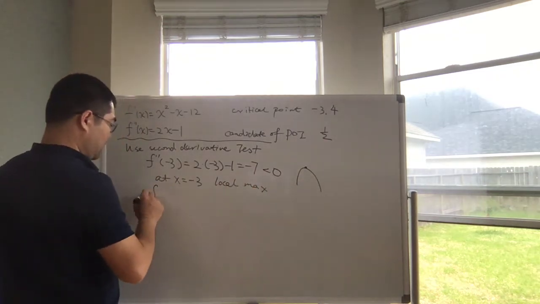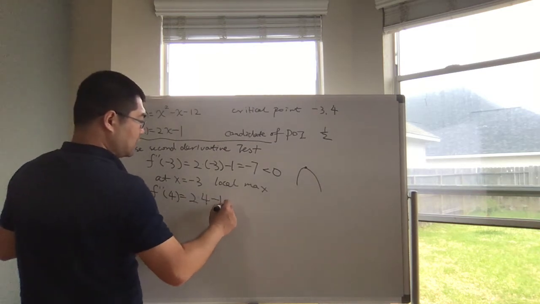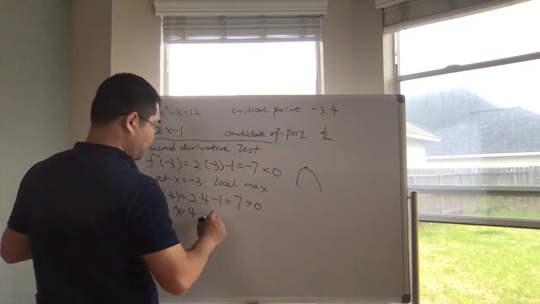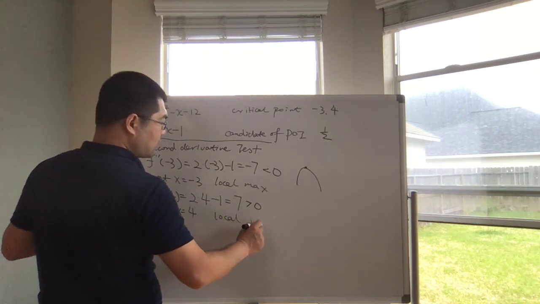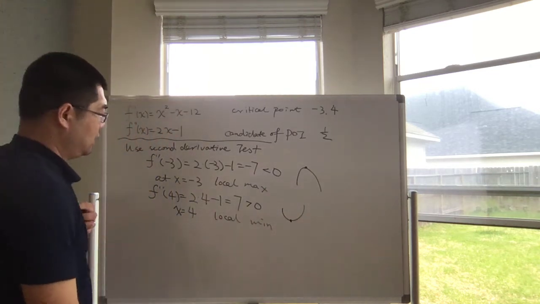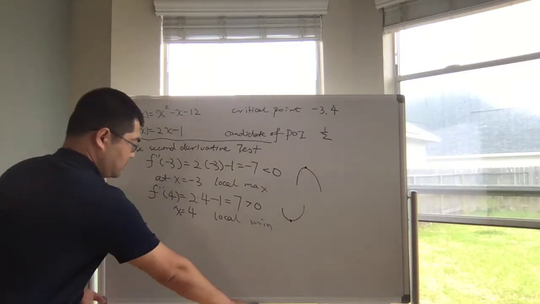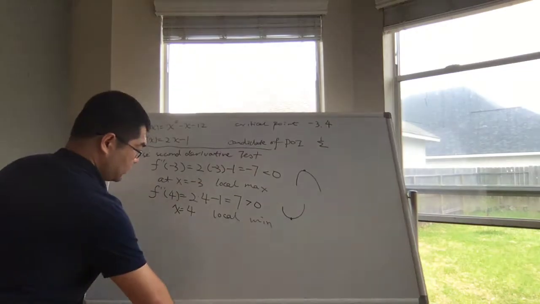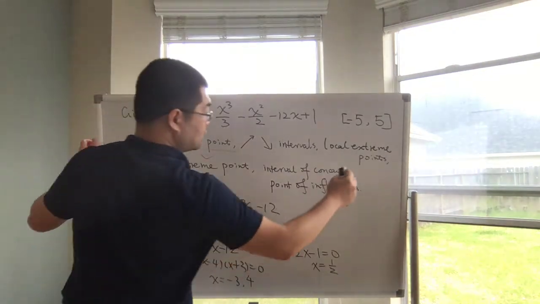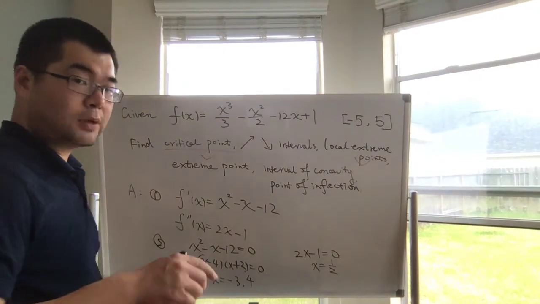Okay. F second derivative evaluated at 4 is 2 times 4 minus 1, which gives us a positive 7, greater than 0. So at x equals 4, we have a local minimum because it's concave up. Okay, so the local extreme points, we got this part. Let's flip that to see what we have accomplished. This part is done.